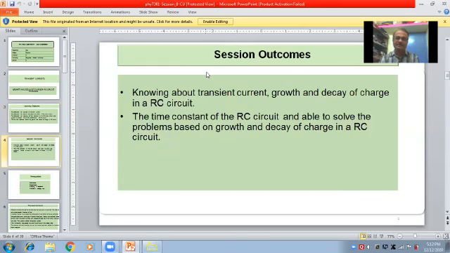So the outcome of this session will be knowing about the transient current. We'll come to know what transient current is, and also how the current grows and decays in a circuit containing R and C. Here R means resistance and C is the capacitor. We will also learn the time constant of this RC circuit, and be able to solve problems based on growth and decay of the charge in the RC circuit. These are the session outcomes.